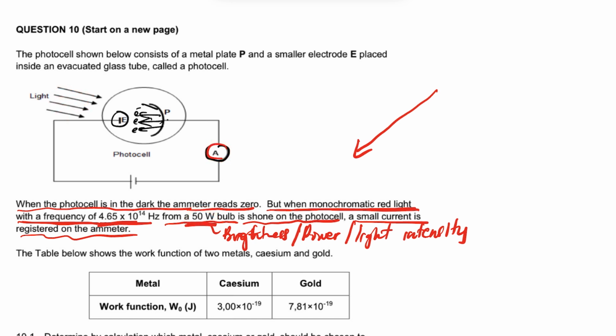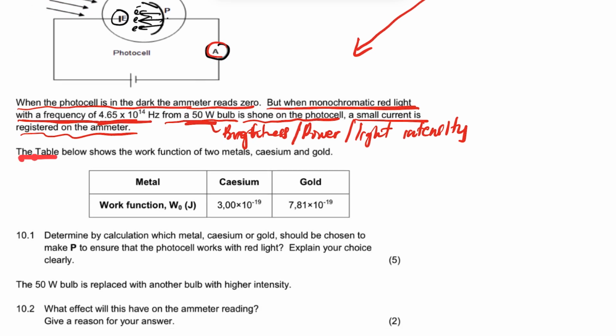All right, now it says the table below shows the work function of the two metals, which are cesium and gold. So here are the metals, right? The metals are cesium and gold, and their work functions. Between the two, the one that ejects the electron easily is the one with the lowest work function.